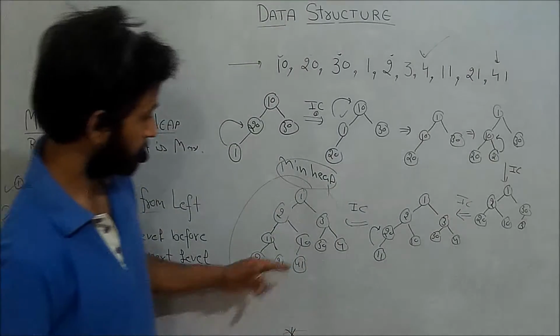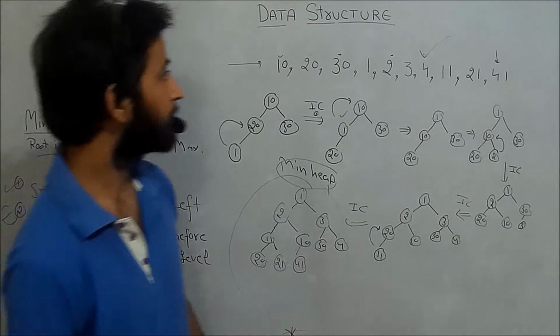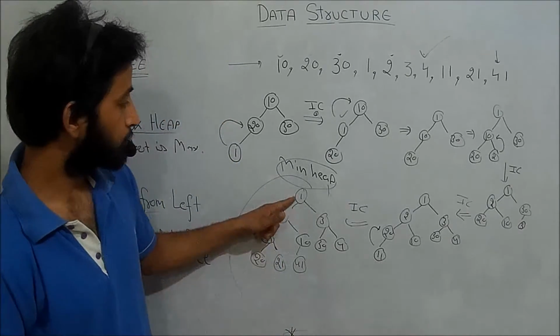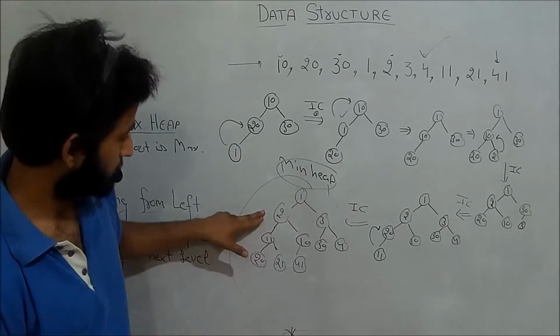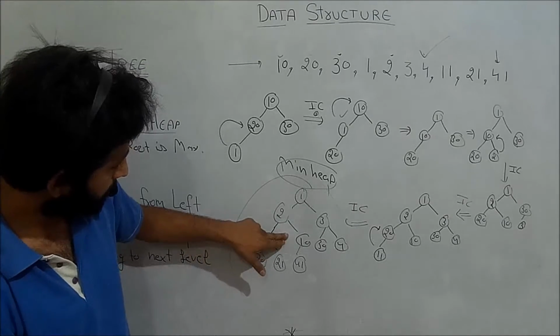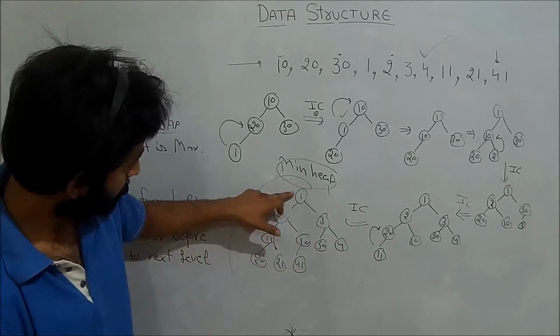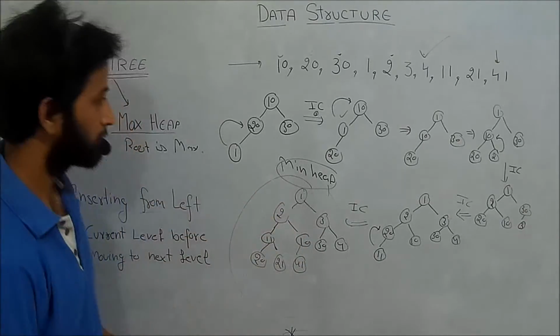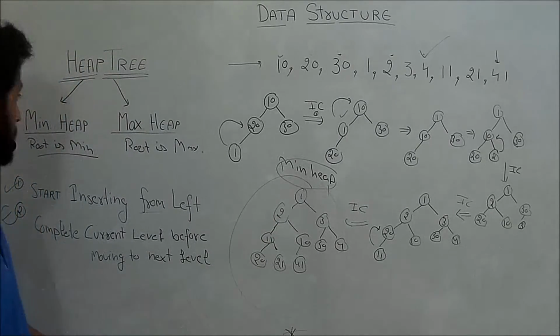Okay, so I am repeating here. In a min heap, each root node is minimum compared to its children, and if I check there, every root element is minimum. 1 is minimum. Okay, so it is okay.